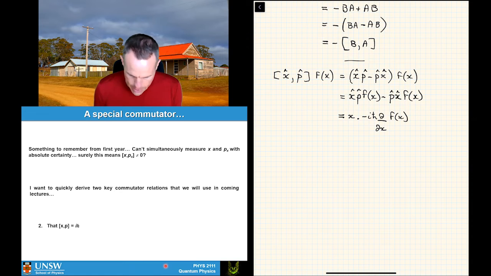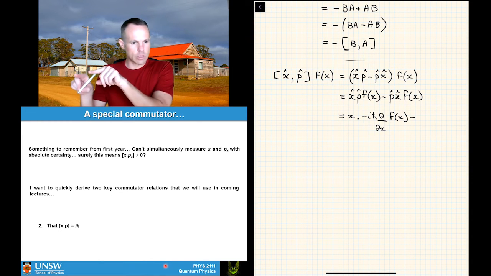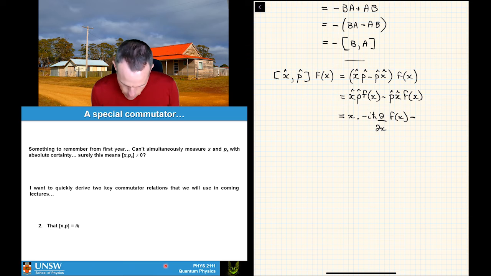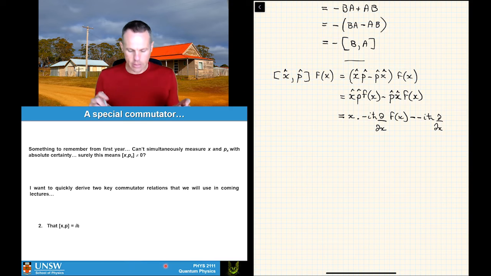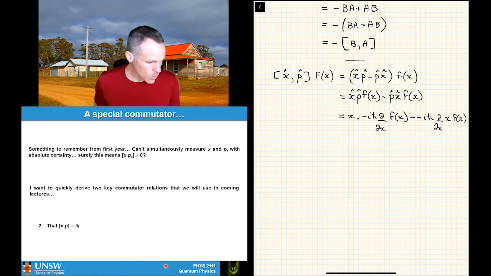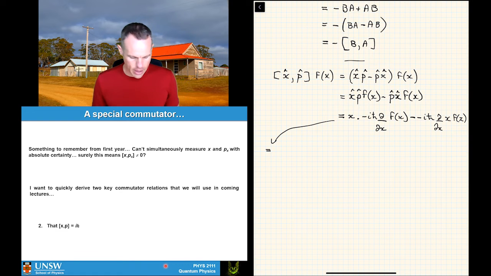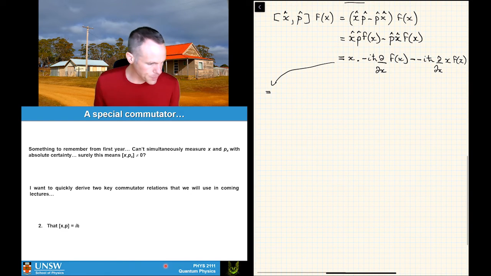f of x, and then we've got a minus in here. Now what we have to do is do the second set of operators here. So this would now be minus i h bar d on dx. And then the next one over will be the x, because our x operator will give us an x, and then we'll have an f of x in here. Okay? All right. So I'm just going to move a little bit over to the left here because I need to have a little bit of room to clean this up.